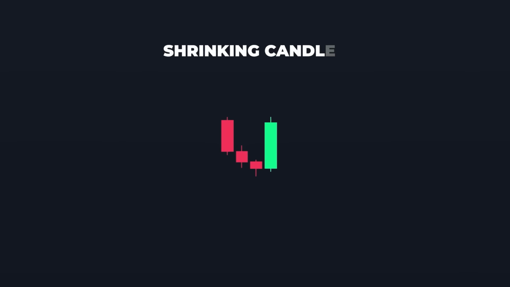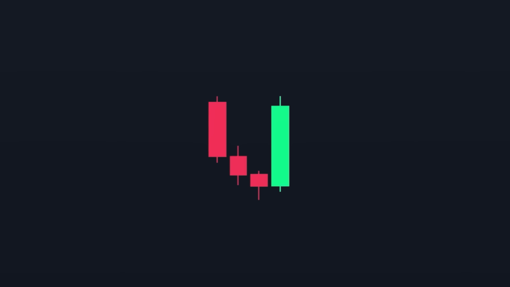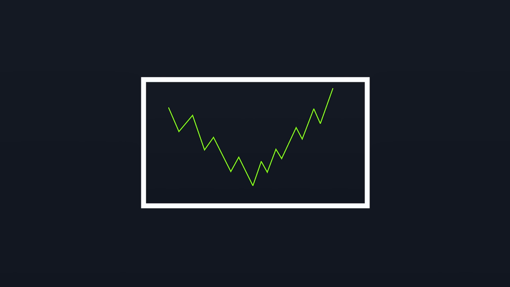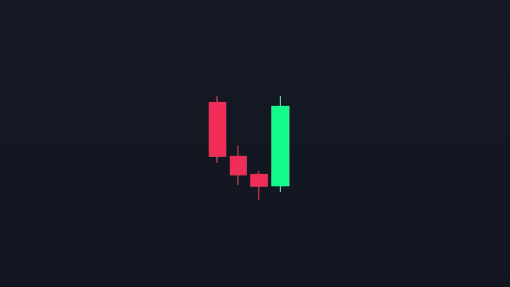Next up is pattern number 10, which is the shrinking candle pattern. This pattern is like watching a trend slowly lose its power before completely reversing direction. The shrinking candle pattern consists of at least 3 consecutive candles of the same color, each getting progressively smaller, followed by a large candle of the opposite color. This formation shows that the previous trend is gradually losing momentum, as indicated by the shrinking candles. Then the large opposite color candle appears, confirming that the other side has taken control and the reversal is underway.